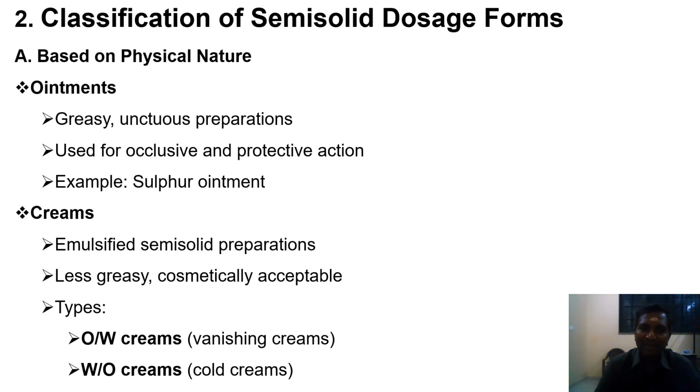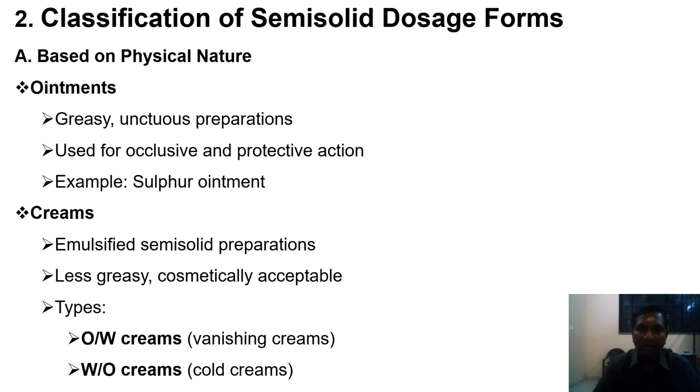Semi-solid dosage forms can be classified in different ways. The first classification is based on their physical nature. The main types include ointments, creams, gels, and pastes. Let us briefly discuss each type. First, ointments are greasy and sheer semi-solid preparations. They are mainly used for occlusive and protective action on the skin. Because of their greasy nature, ointments prevent moisture loss from the skin and help keep the skin hydrated. A common example is sulfur ointment, which is used for certain skin conditions.